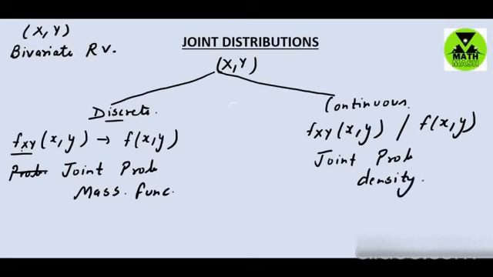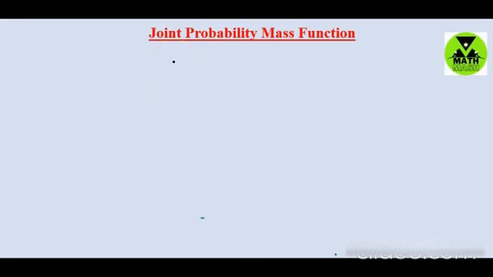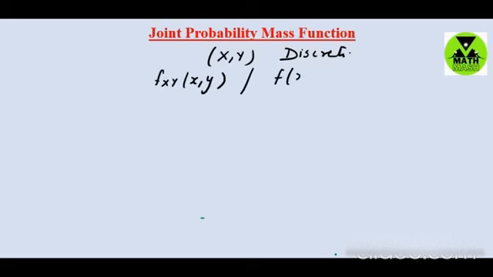So now we'll discuss both these functions, that is joint probability mass functions and joint probability density function, in detail. So joint probability mass function, this is a function when both the random variables x and y are discrete. So if both are discrete, then the function defined by this is given by joint probability mass function, and we denote this function as f_XY(x, y), or we simply write this as f(x, y). Now what does this f(x, y) represent?